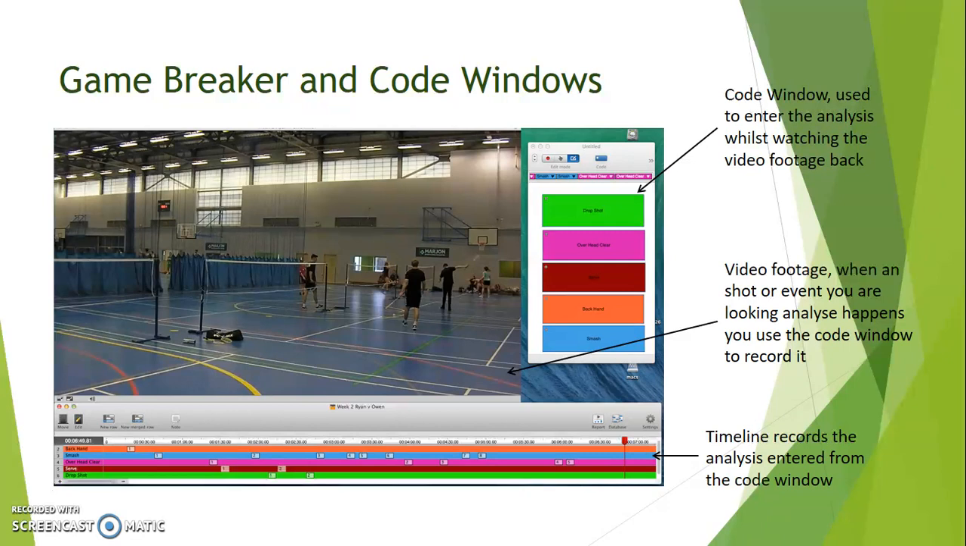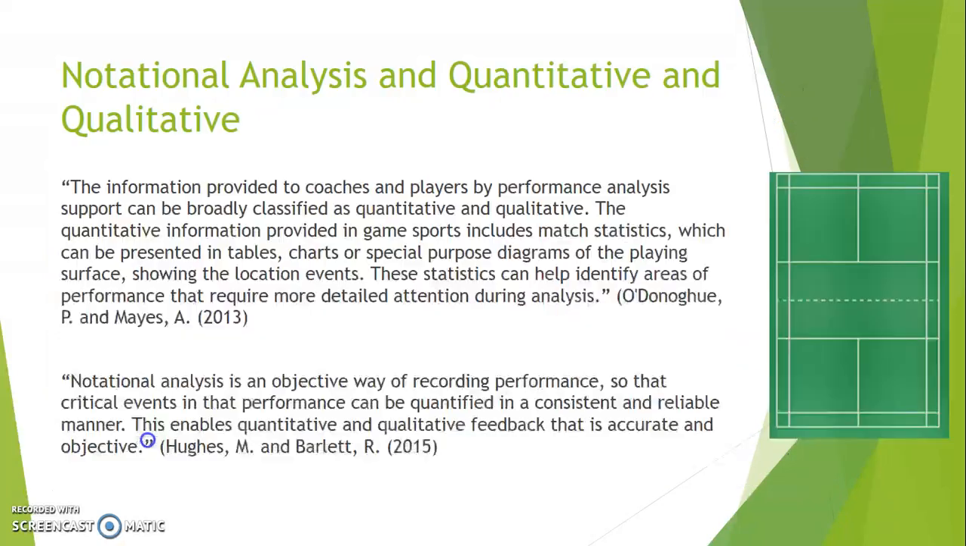I would watch each game using a software called Game Breaker, and then use code windows to identify which areas and key performance indicators I would like to analyse and gather information on. Once I had coded, the games would go into a timeline. I would then extract the data from the timeline into an Excel and create graphs and data to analyse my performance with. Over the weeks of this module, I used notation analysis to analyse my performance in matches and identify KPIs.